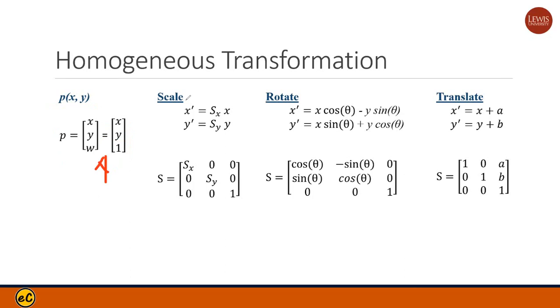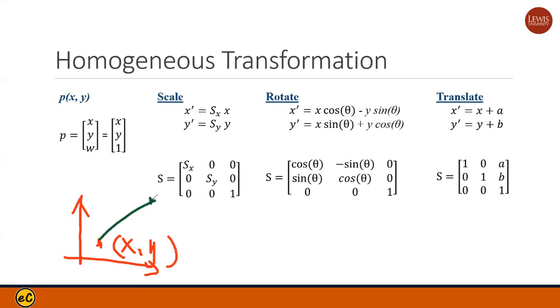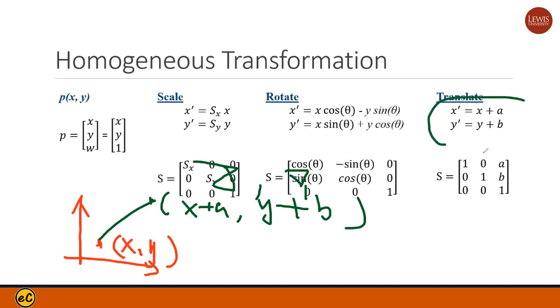So let's look at the translation. Let's directly jump to translation. Assume this is a translation. Your original point is located at (X, Y), and this object moved by (A, B). So the new location will be X plus A, Y plus B, and this is your new coordinate, big X and big Y. This is the equation, mathematically formulated in this way.